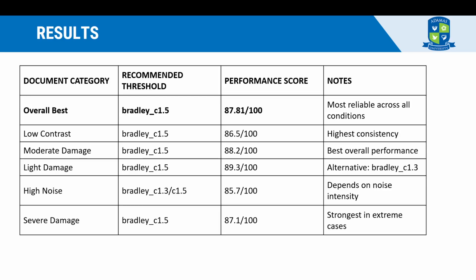Result. Our final analysis concludes that Bradley thresholding with a coefficient of 1.5 is the overall best method. It achieved a performance score of 87.81 out of 100 and PSNR of 78.26 dB. It was the most reliable across low contrast, moderate damage, and even severe damage categories.